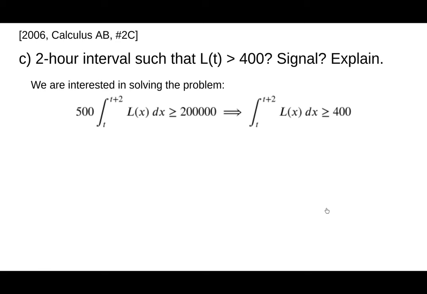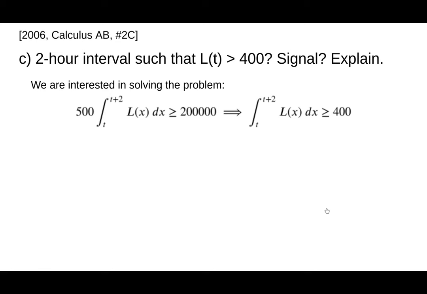And this problem simplifies if we just divide everything by 500. We need to find, is there a 2-hour interval where the integral from t to t plus 2 of L of x dx is greater than or equal to 400? Now there's a couple of different ways to approach this. We can either try to show that no 2-hour interval like this exists. Not sure how you would do that, but that would prove that no signal would get installed here. Or we can find a single 2-hour interval for which this is true. And if there is one, that guarantees that the signal gets installed.